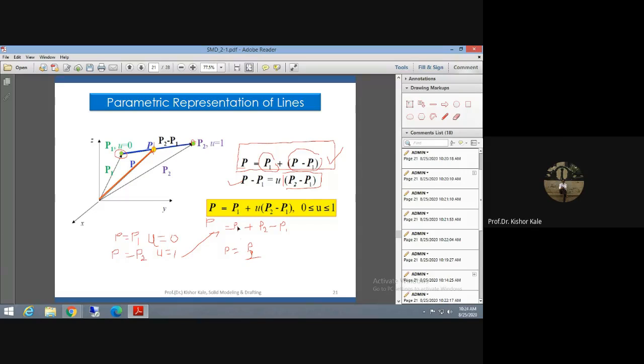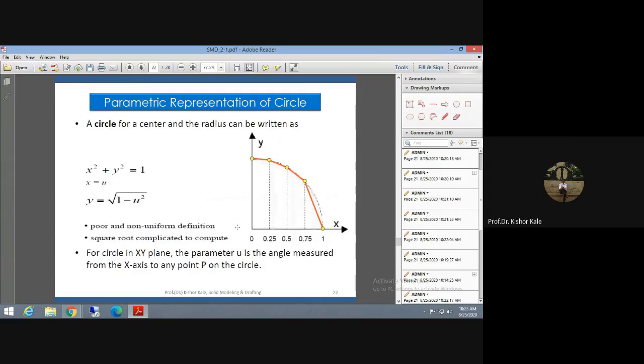I hope you have understood the parametric equation of a line, correct? Okay, I will go to the next part, that is parametric representation of a circle.